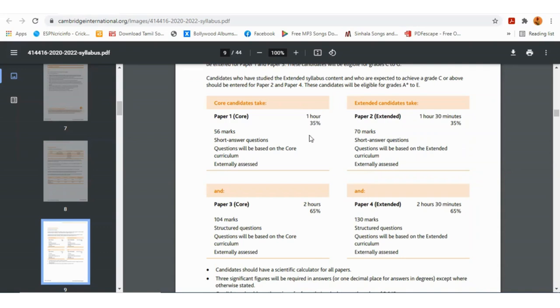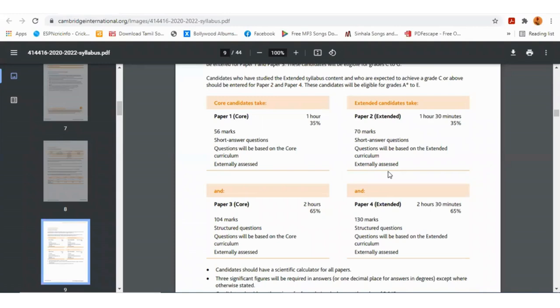So there's a 35% weightage of the final score on the first paper or the second paper for the extended kids. And there's a 65% weightage on paper 3 or paper 4, depending on which one you're doing. Okay, so basically the structured question paper is a bit more hefty than the short answer questions.